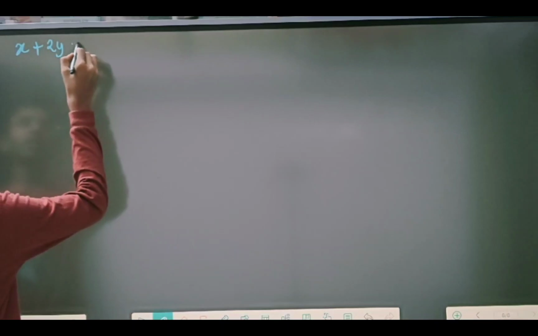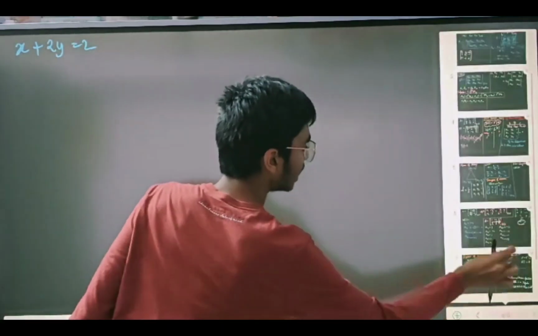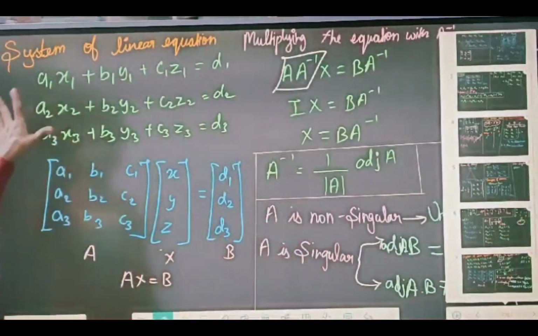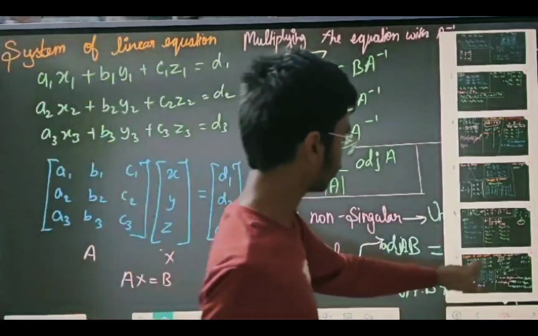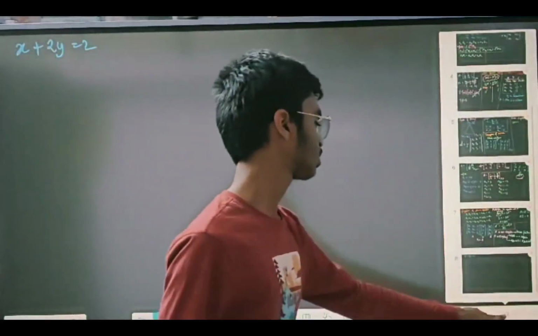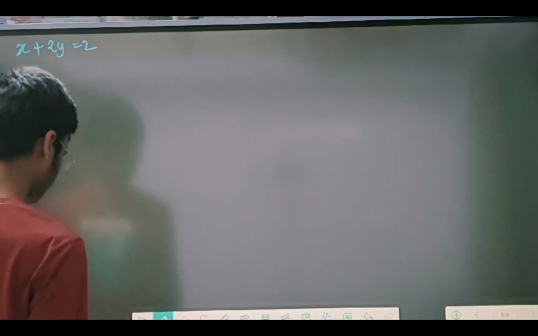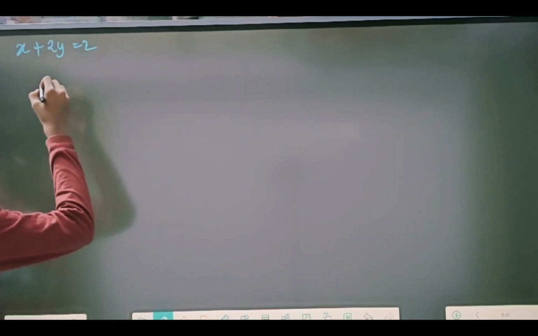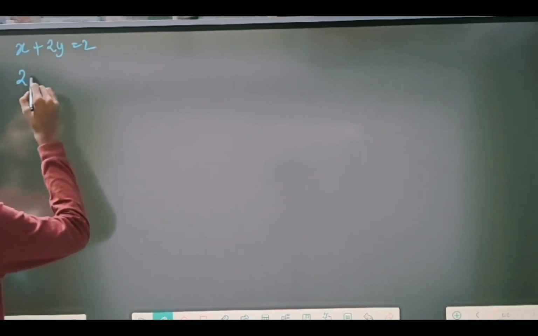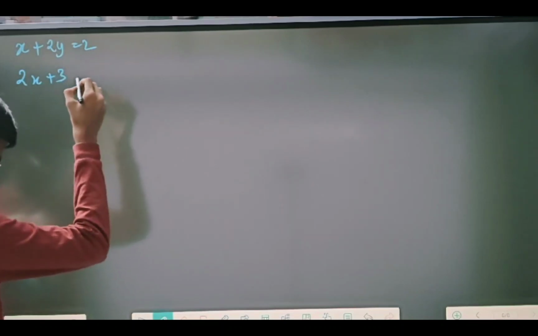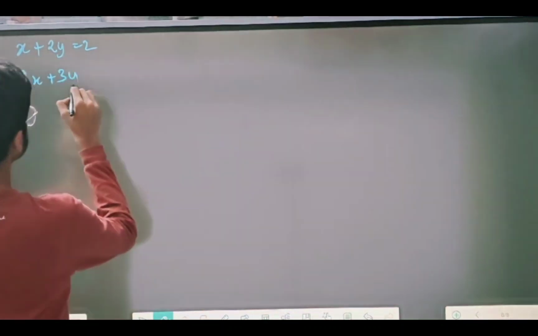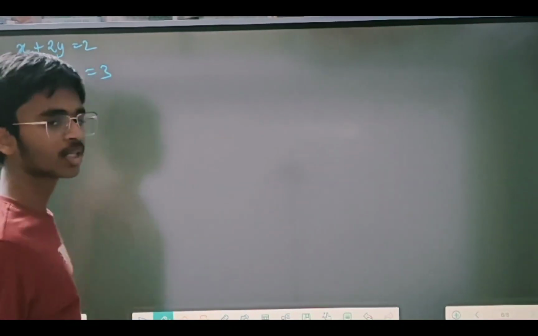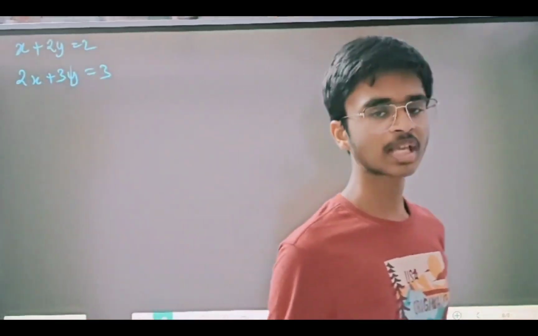x plus 2y is equal to 2. If you can completely understand this concept, then you need not listen to this sum. If you cannot understand that one, then just listen to this 2 by 2 matrix sum. We will complete this. And the next is 2x plus 3y is equal to 3. So these two equations have been given.